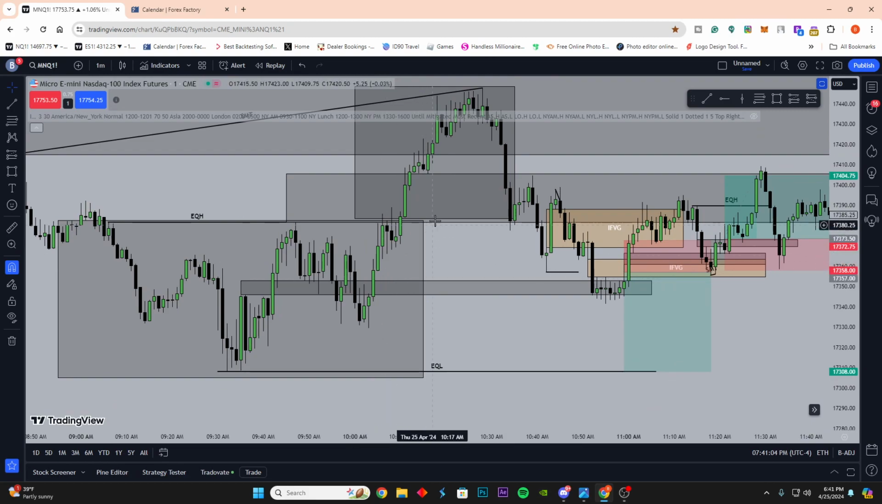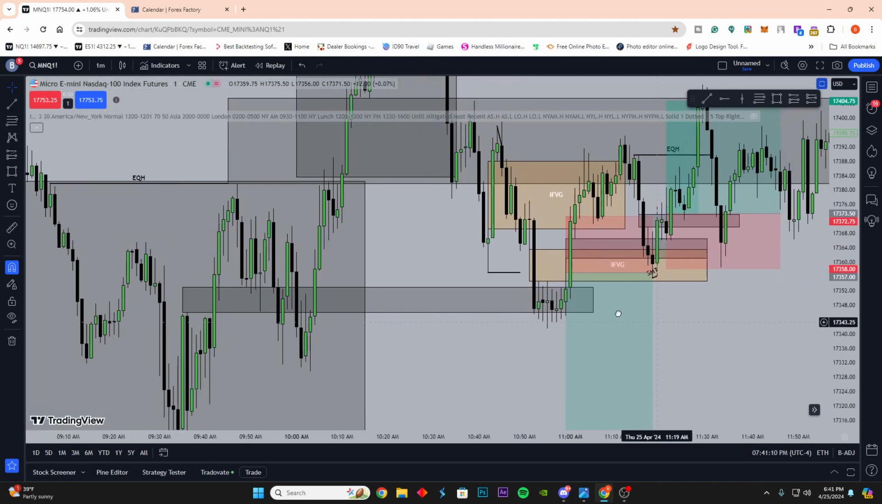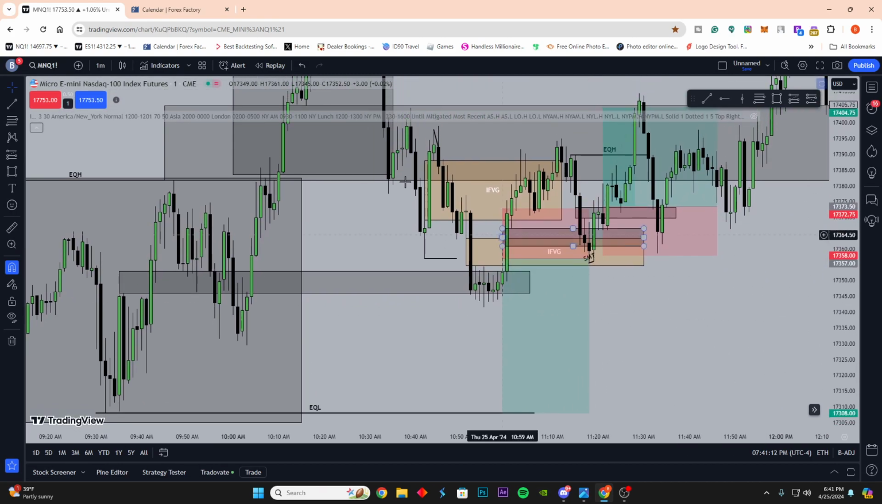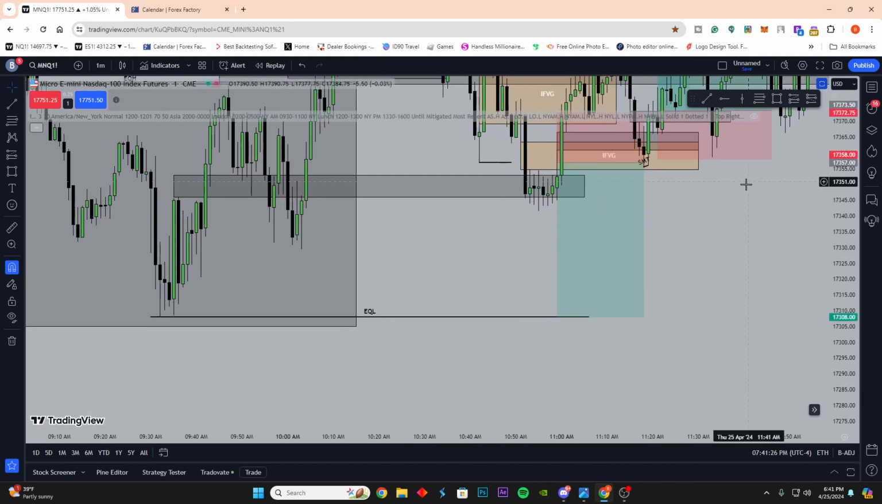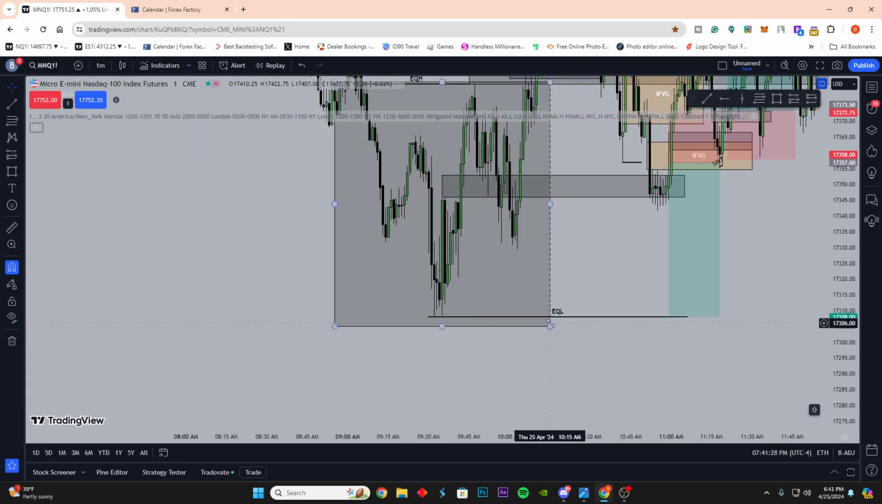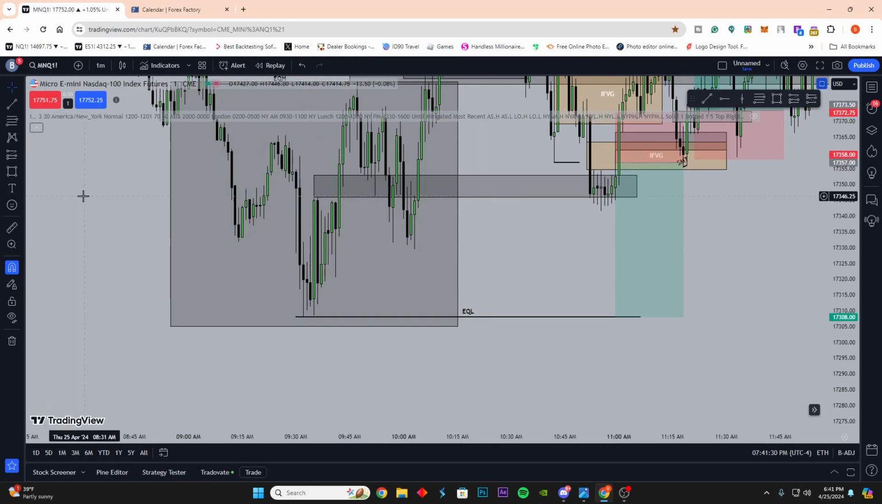It looked like we were building the AMD model, but I wanted more confirmation to go in full size, which would be 5 micros. So I only went in 2 micros. I went in here, and it was like the next minute after that I ended up getting stopped. So I waited a bit here, and then I was targeting these equal lows down here, which is kind of weird.